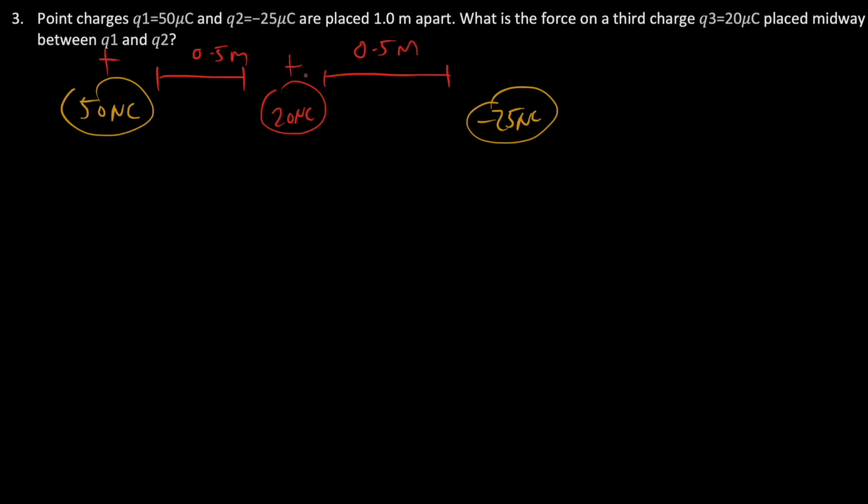Positive charge, negative charge. So positive charge is going to repel positive charge. So the 20 microcoulomb charge is going to have a repulsive force by Q1 because they are both positive charges. And Q2 is going to attract Q3, right? So it's also going to be a rightward force. And let's call it F3. So now we can calculate F1 and F2.